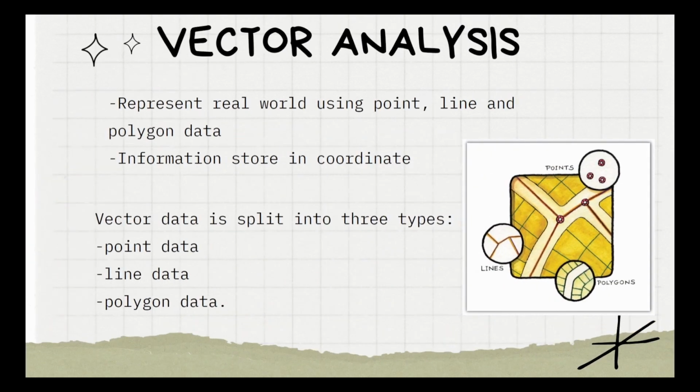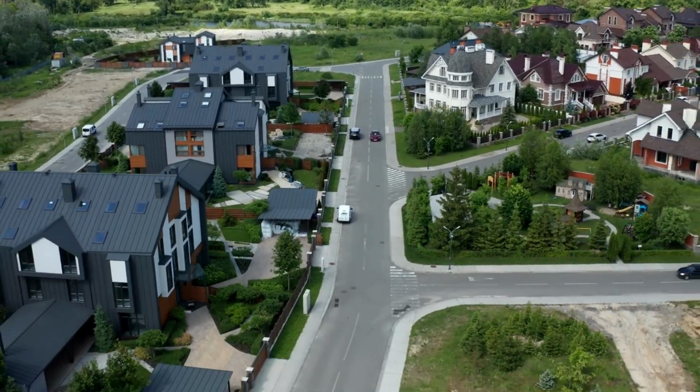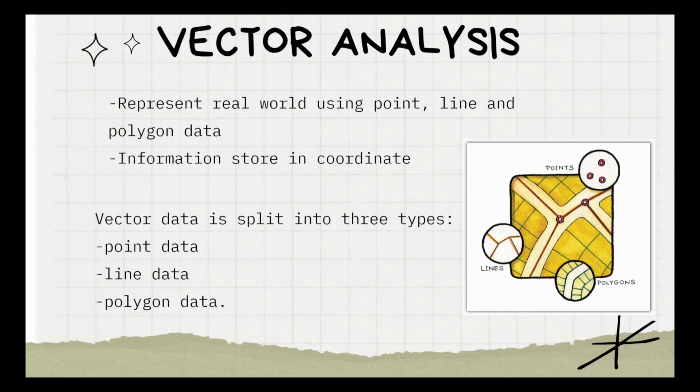Hello, my name is Zul Hakim. I will talk about vector analysis. Vector analysis represents the real world using point, line, and polygon data. Second, information is stored in coordinates. As you can see in the picture that I show in the slide, there are 3 types in vector analysis. The first is point data, line data, and polygon data.